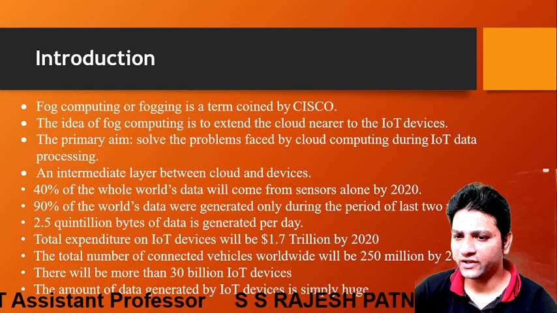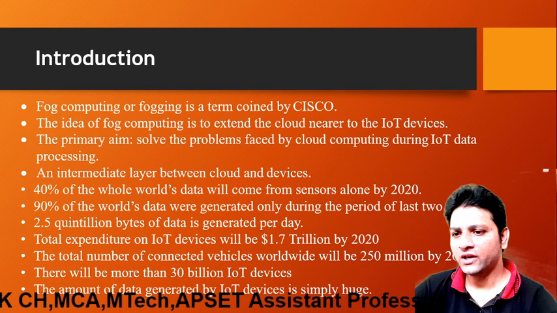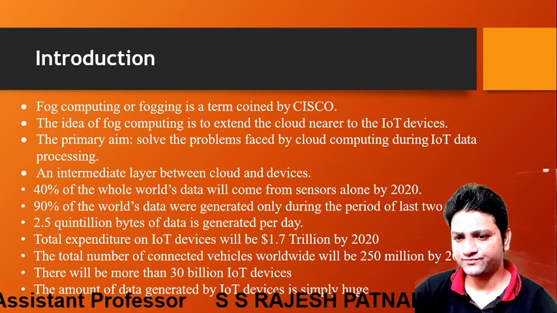For example, any IoT data processing will be done with fog computing, not in cloud computing. Only if the organization or people want to store the data in the cloud or use that particular service, then it will be stored in the cloud. So the next point is that fog computing is an intermediate layer between the cloud and devices.